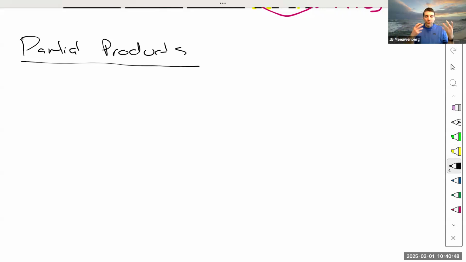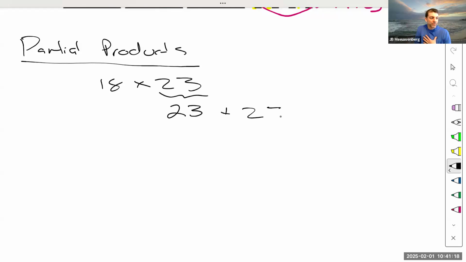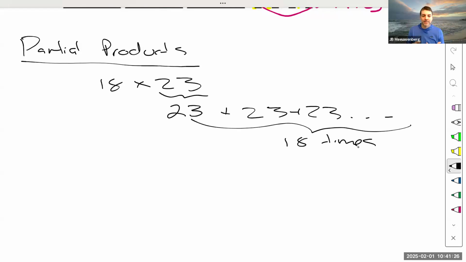Again, we're going to move on from our base 10 blocks because once you get to 2-digit numbers, say 18 times 23, that becomes a little tricky to do with base 10 blocks. It gets a little bit impractical because the size of the numbers increases so much. If we were going to do this, we would have to represent the number 23, 18 times, right? 23 plus 23 plus 23 with base 10 blocks. We would have to do this 18 times, and that becomes a little impractical.